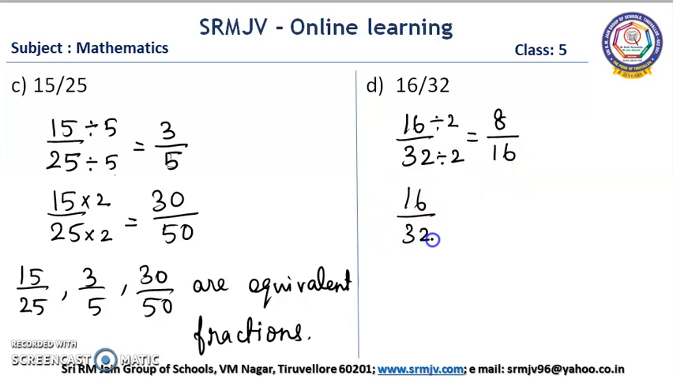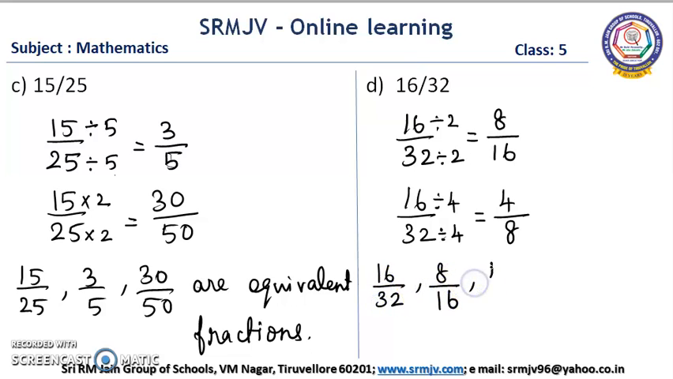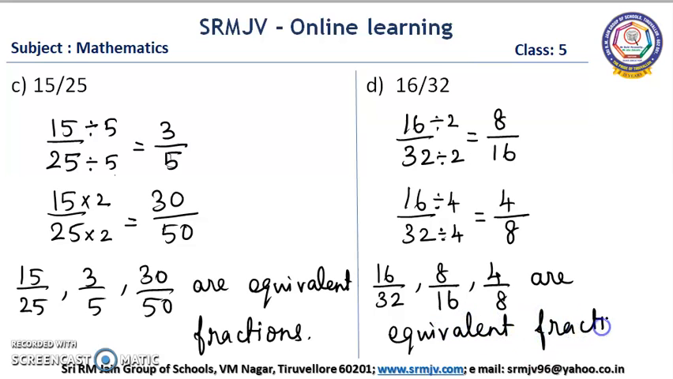Then 16 by 32, both the numbers are divisible by 4. So, I am going to divide the numerator and denominator by 4. 16 divided by 4, that is 4, 32 divided by 4, that is 8. So, 4 by 8 is the second equivalent fraction. So, 16 by 32, 8 by 16, 4 by 8 are equivalent fractions. Can you understand, children?